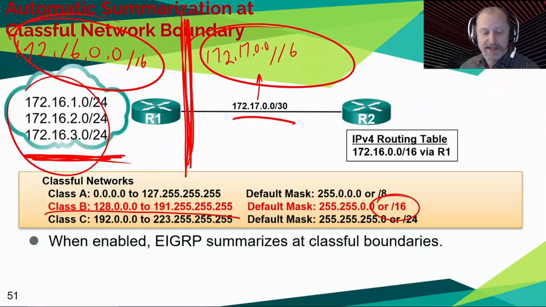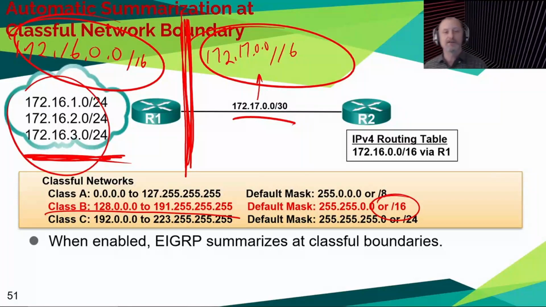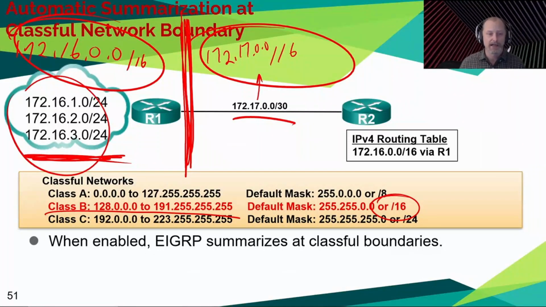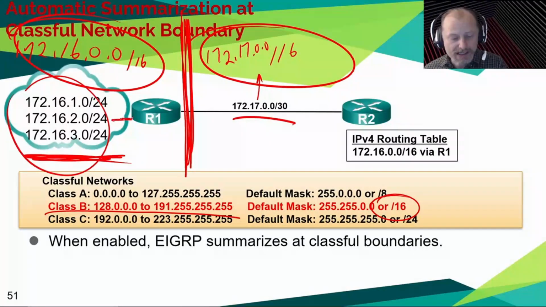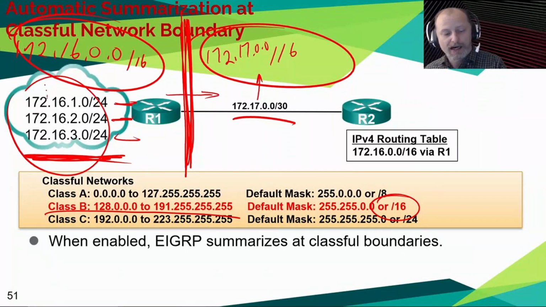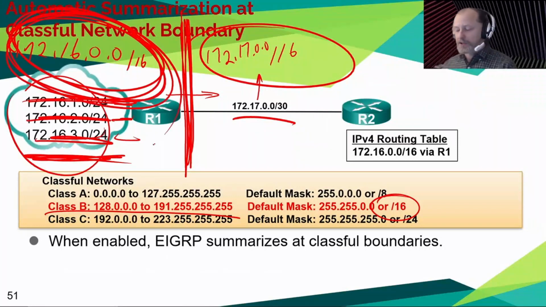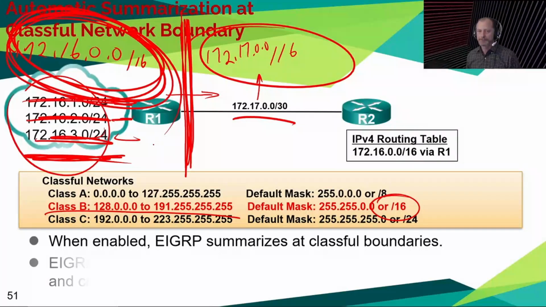We've got the 172.16 classful on the left, 172.17 classful on the right. So when these routes get advertised and it crosses that boundary, we're not going to advertise each individual route. We're going to advertise the classful boundary. Okay.